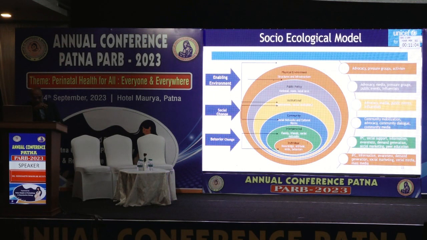In the socio-ecological model, to change behavior, we target the individual person, meaning the individual mother or their family members. For social change, we target community-level people and institutional-level people, like the nearby medical colleges or institutions, nursing colleges or schools. In the enabling environment, we worked at the policy level and also the system level to improve the programming.